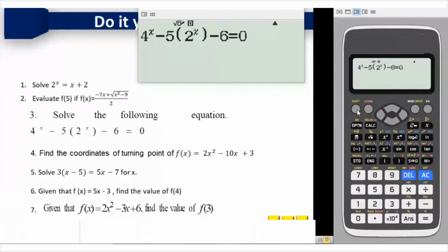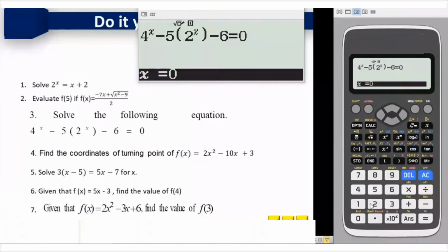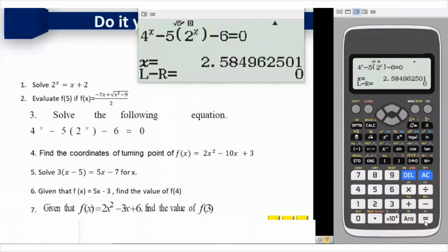All right, I'll just do it. So I will press shift and solve. Now I will keep the value of x as 2 and I will press equals, and the correct answer is 2.584, and since L minus R is 0, this has to be the correct answer. But I need to check whether any other answer was possible. So I will try a few more things. Shift, solve. I will keep x as 1 and see what answer I am getting.